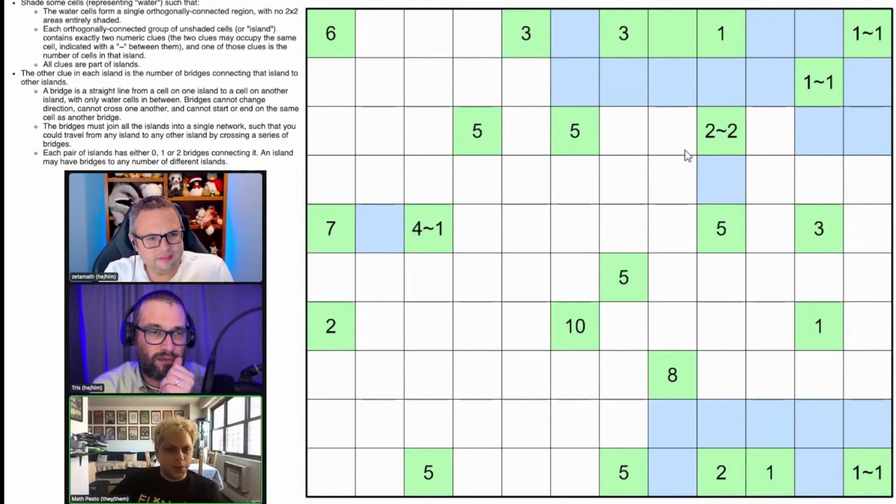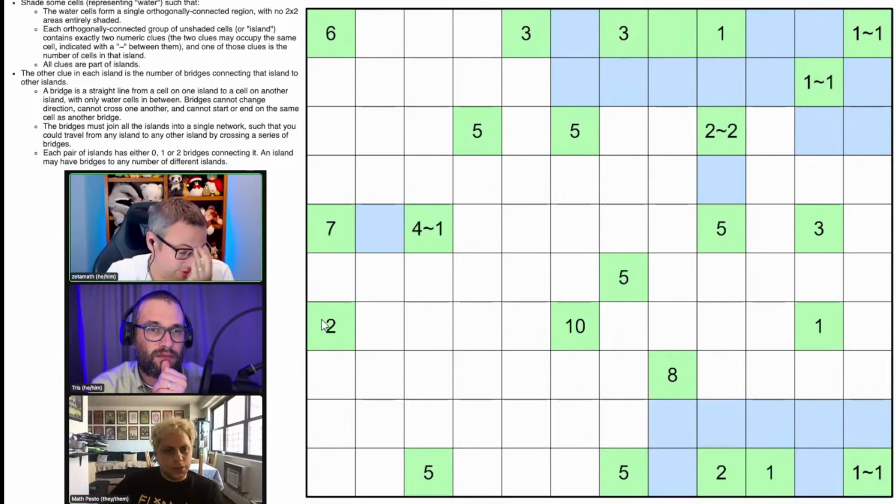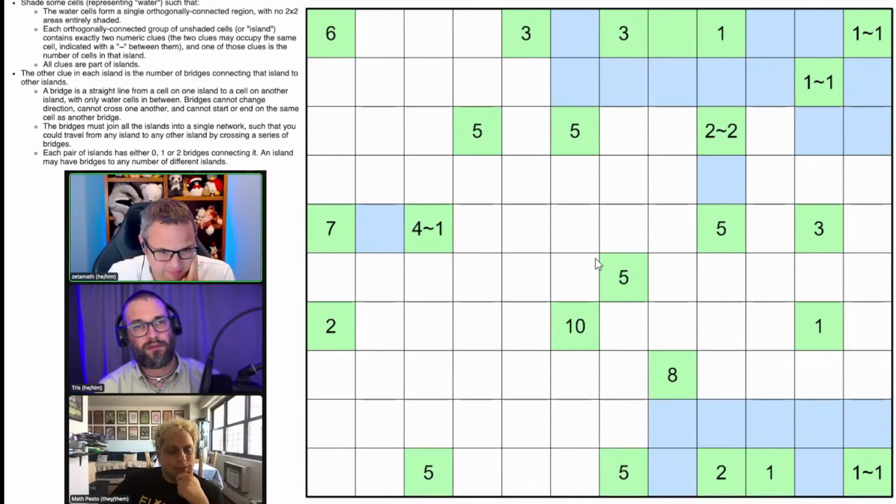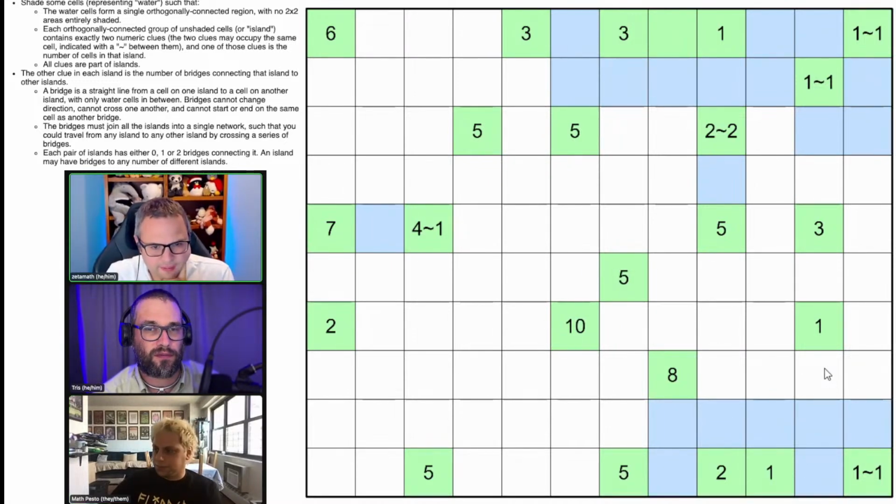The 2 clue below the 7, that can't be just a 2-cell island, because then it wouldn't have a bridge clue connected. That's true. So this has got to find an island. Actually, can it find an island other than this? Oh, so it could be the 10. There we go. The 10 is kind of messy.